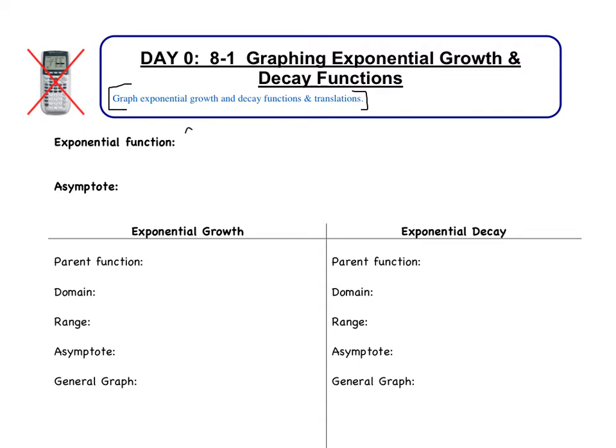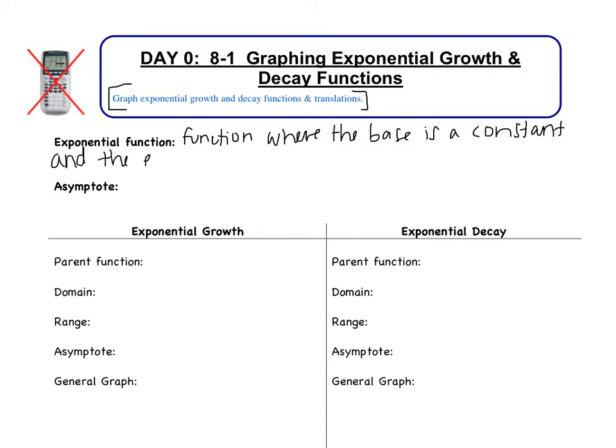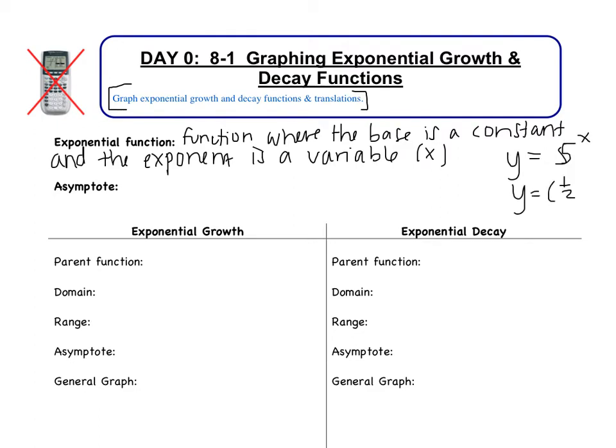So an exponential function is a function where the base is a constant and the exponent is a variable, in this case x. So some examples would be y equals 5 to the power x, or y equals 1/2 to the power x. The base is a constant, so 5 and 1/2, and the exponents are variables, so x and x.